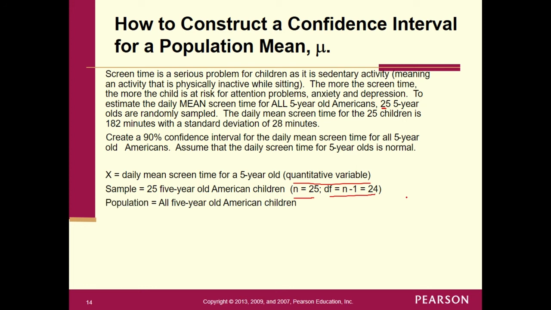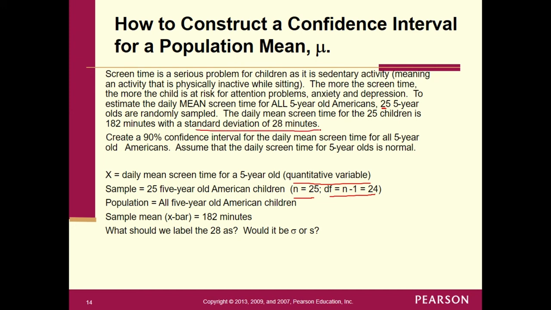If that's our sample, that means our population must be what? All 5-year-old American children. And we already talked about this, that the sample mean x bar will be equal to what? 182. And then what should we label the 28 as? So let me show you up here. It says the daily mean screen time for the 25 children is 182 minutes with a standard deviation of 28 minutes. What symbol are we going to use here? We're going to use sigma.